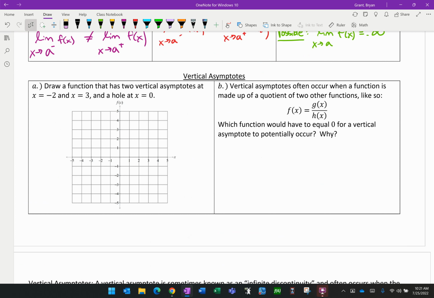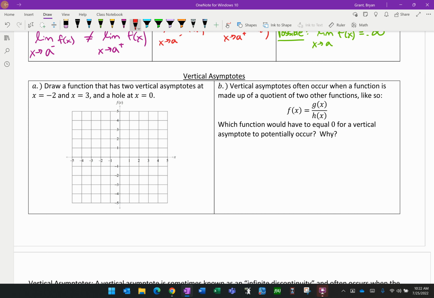Draw a function which has two vertical asymptotes at x equals -2 and 3, and a hole at x equals 0. And then part B, vertical asymptotes often occur when a function is made up of a quotient of two other functions. A lot of times you'll see these called rational functions, though they're not always rational ones. Which function would have to equal 0 for a vertical asymptote to potentially occur, and why? So why don't you think about these two, jot down your answers, and then unpause whenever you're ready. You got this. Go.